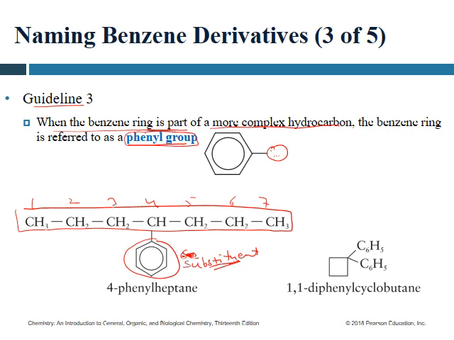So I can write the name for this one: on the 4th carbon you have the phenyl group attached, 4-phenyl, you have 7 carbon, heptane, right? But the substituent has to be more complex than benzene before we can use this benzene as a phenyl group.